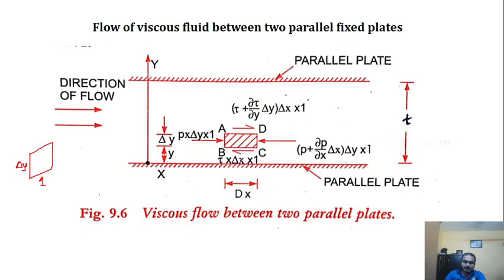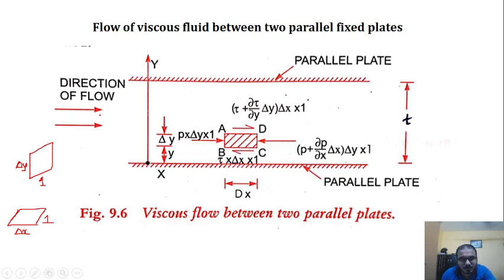So these two are the pressure forces, and as far as the shear force is concerned, on face CB it is tau into delta x, and this will be 1, that is perpendicular to the screen. That's why the area where shear force is acting is delta x into 1, and for the face AD it is tau plus del tau over del y delta y. This will be the total shear stress into the area on which the shear stress is acting, delta x into 1. So that is the shear force and pressure force acting on this element, which is between two parallel plates, and the fluid flow is from left to right, and the fluid is viscous.